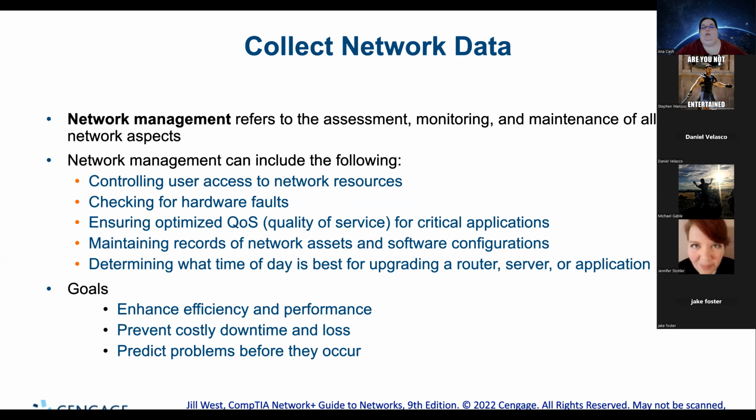On that bottom one, usually you have to figure out the time window in which you are going to affect your users the least. And there are even all sorts of math equations that you can do with your network traffic if you really want to get into that. Your goals are to enhance efficiency and performance, prevent costly downtime and loss, and predict problems before they occur.